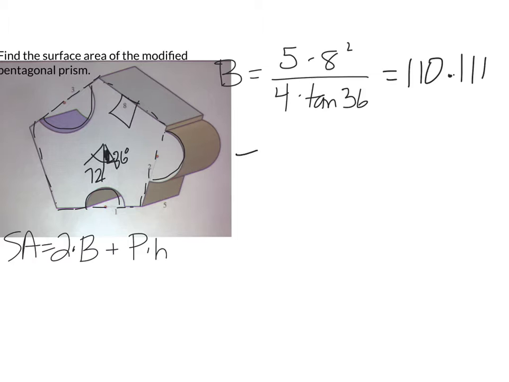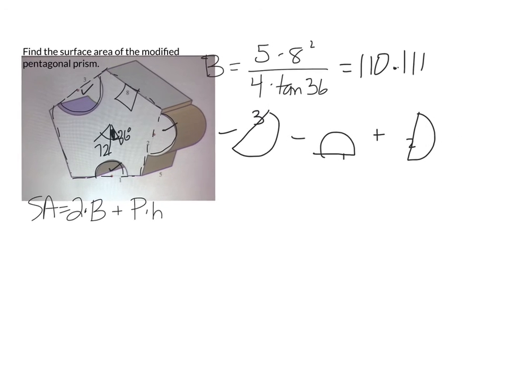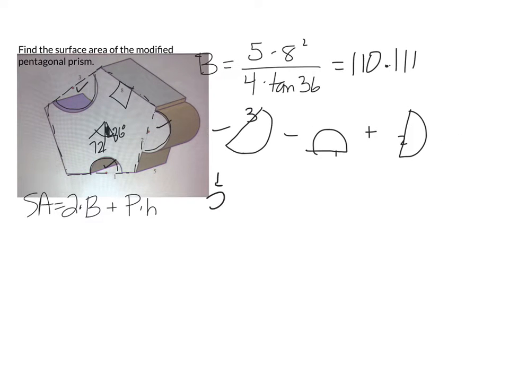So now I'm going to subtract off a semicircle with a radius of 3 from right there. I'm going to subtract off a semicircle with a radius of 1 from right there. And then I'm going to add a semicircle with a radius of 2 from right there. So I have some work to do. This is half of pi r squared. This is half of pi r squared. And this is half of pi r squared, because they are half circles.